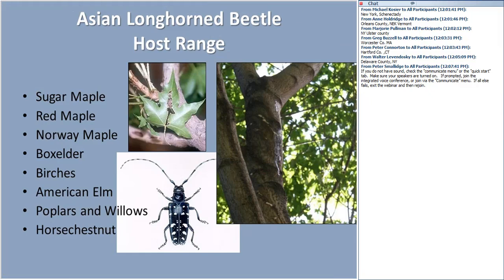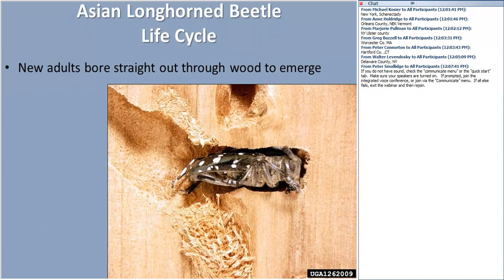One of the problems with the Asian longhorn beetle is its host range. It likes sugar maple and red maple, of course. Norway maple, well, I could live without that one probably. But box elder, birches, American elm, poplars, willows, horse chestnut, and ash. And I think recent work shows that red maple is perhaps a preferred host over sugar maple, but I'm not going to wait around and argue about that. This is a really scary insect.